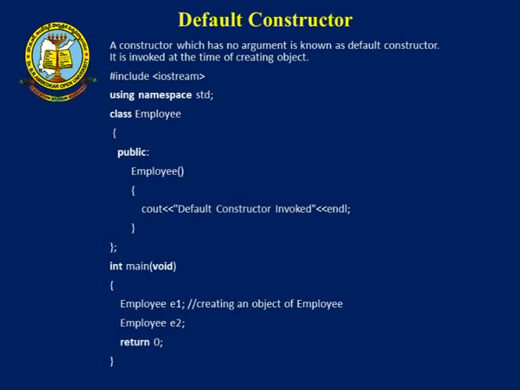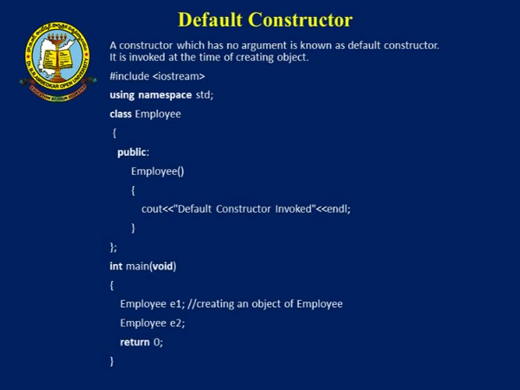In the main function, we have to create the object for our class. Our class name is Employee. So write Employee, give some space, and give one object name. The object name is E1. When you create the object for a particular class, the constructor will execute automatically. The default constructor will execute automatically.